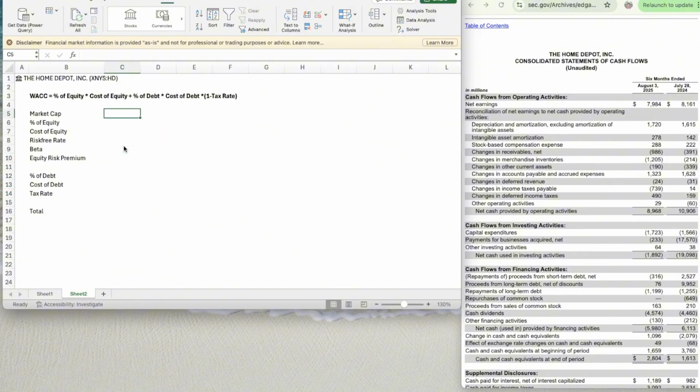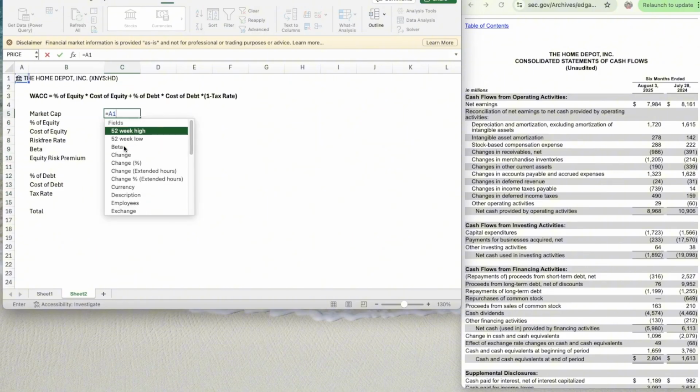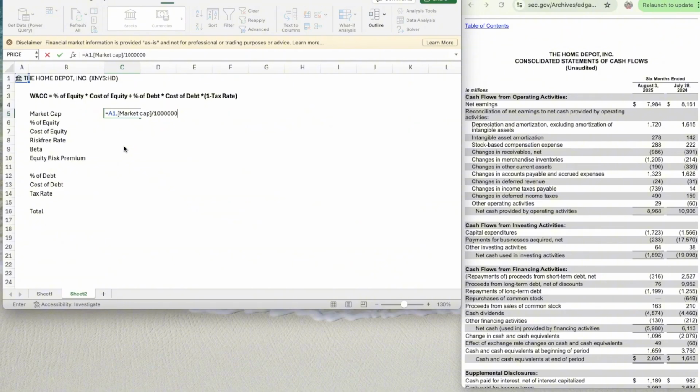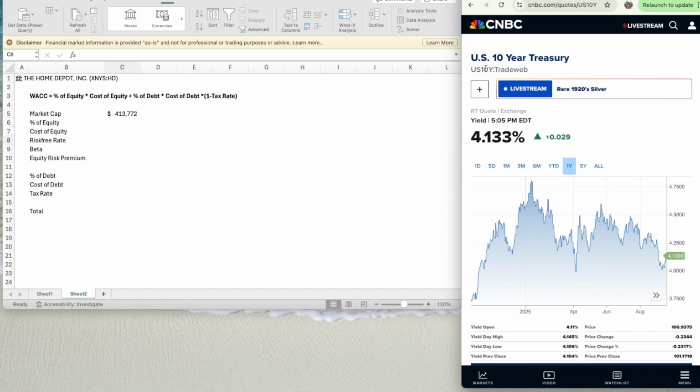So the market cap, we can actually go equals A1 dot market cap. We need to divide it by 1 million, because this is a $413 billion company, so it's done as 413,772 million, but obviously it's billion. The risk-free rate, we'll use the US 10-year Treasury, 4.133.